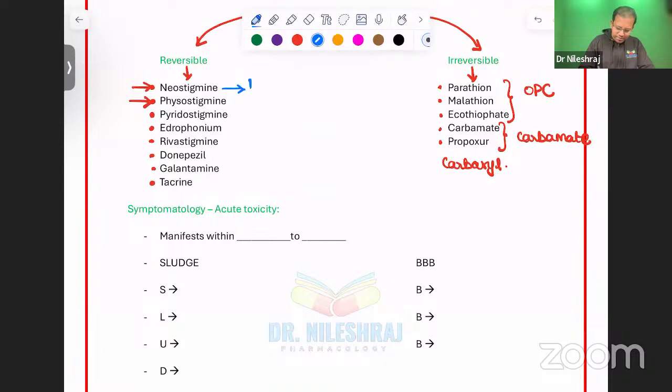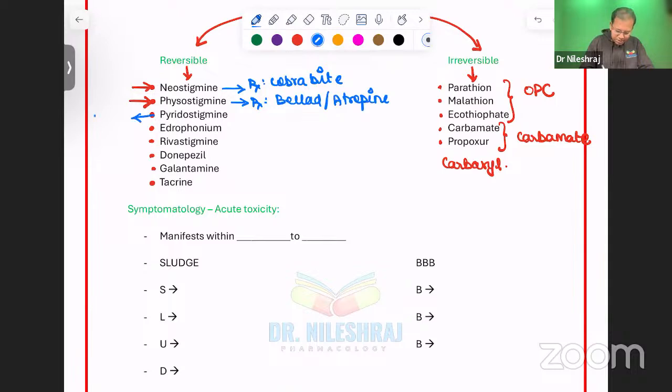Neostigmine is a drug which can be used for the treatment of cobra bite. In case of snake bites, we can go with neostigmine in combination with atropine. Physostigmine can be used for the treatment of belladonna poisoning, or even for atropine overdose.